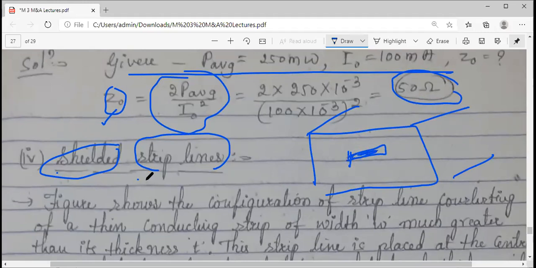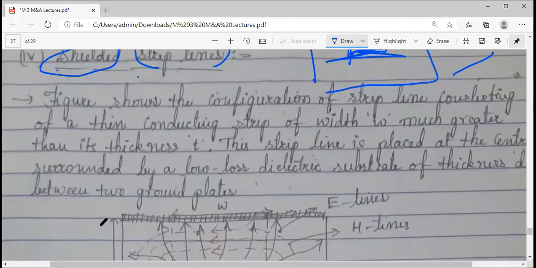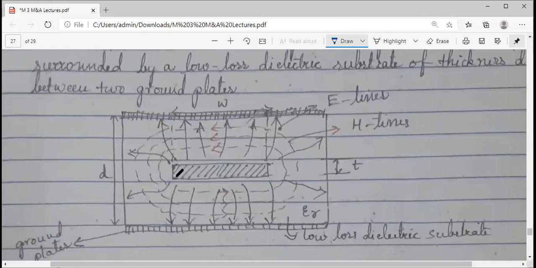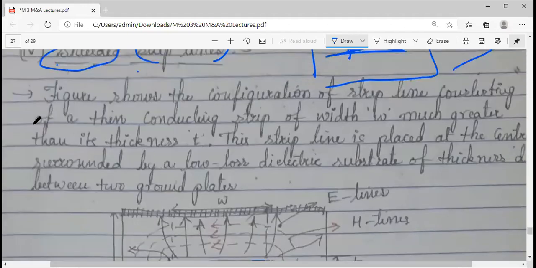Sorry, I forgot to include some images. I'll try to share those images. I have them already, in your groups. So shielded strip lines, the construction you can see here. The front view I have shown. This is your strip that is embedded inside the substrate at the center.